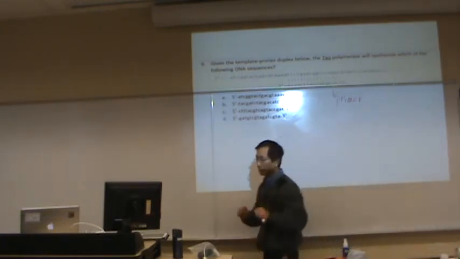So the polymerase needs the primer to work. It doesn't synthesize just out of nothing. So it needs something to add on. So the question is, given that primer, the template, and the DNA polymerase is going to synthesize the rest of the sequence, which sequence will be synthesized? You can discuss among each other how this is going to work out.